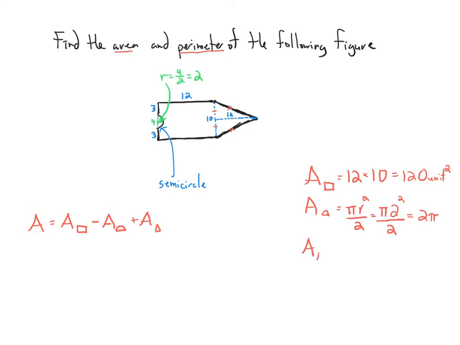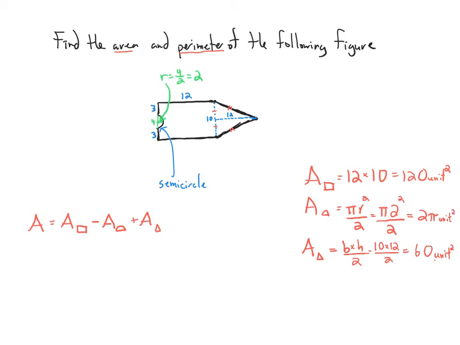And then we have the area of our triangle. Again, this isn't too bad. We can look at the triangle so that this side here is the base, and then this here would be the height. So the area of this triangle is going to be base times height divided by 2. That's 10 times 12 divided by 2, which is, of course, 60 units squared. And I should put 2 pi units squared here, too.